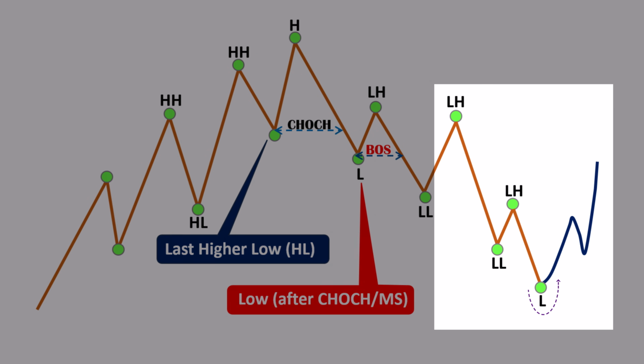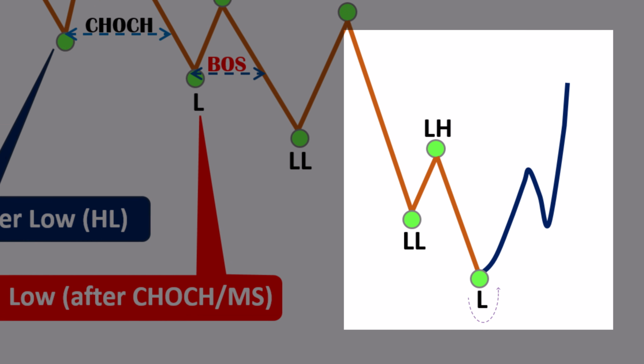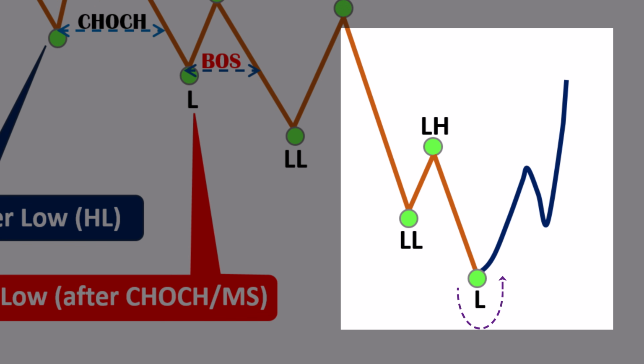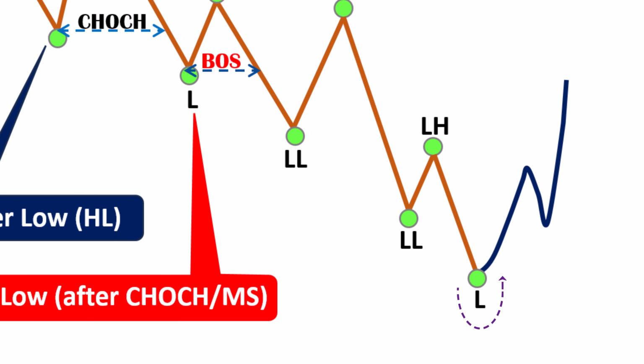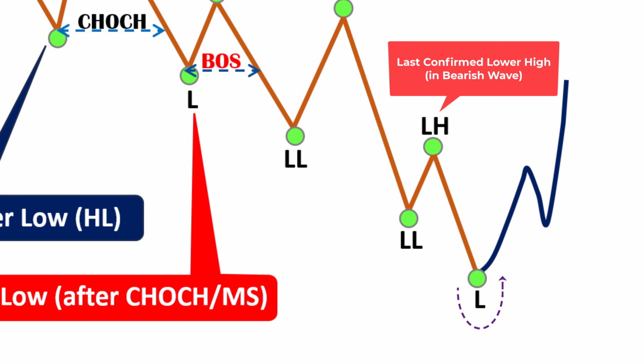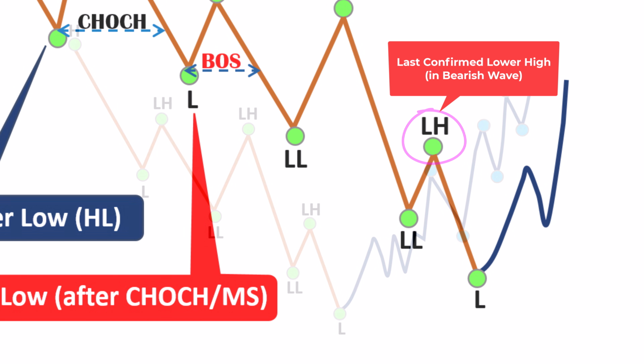Now this part is very important, so pay attention. When structure is shifting from bearish to bullish, we do not look for higher lows anymore. Here, we must focus on the last confirmed lower high. Remember this clearly. For bullish shift, the key structure point is the last lower high. So, in this case, follow these steps.